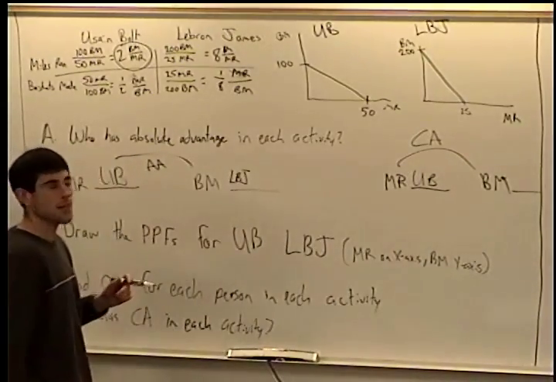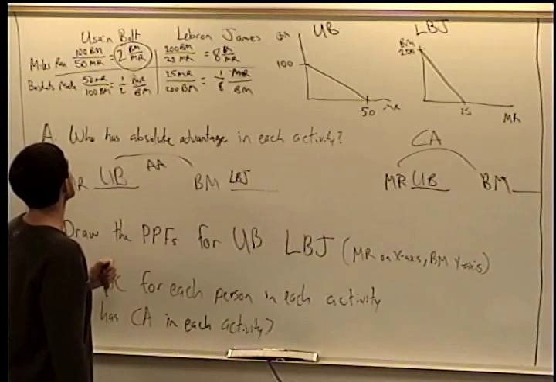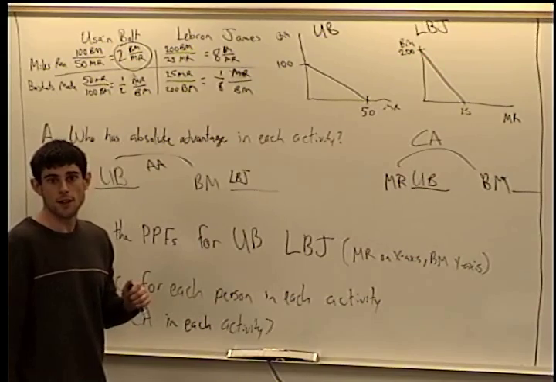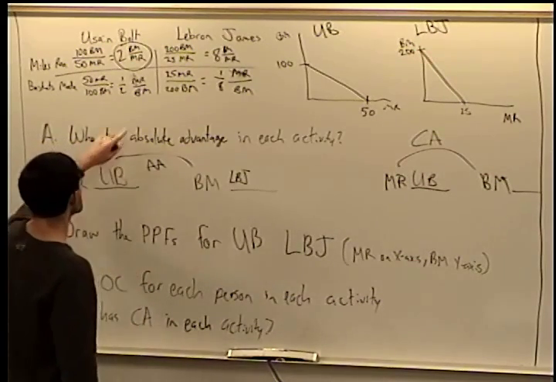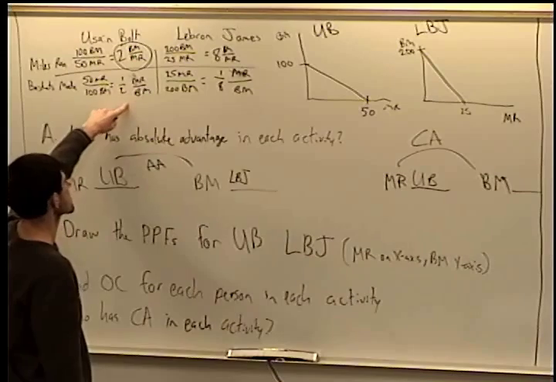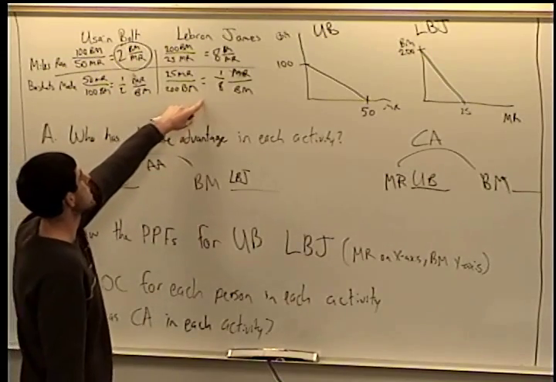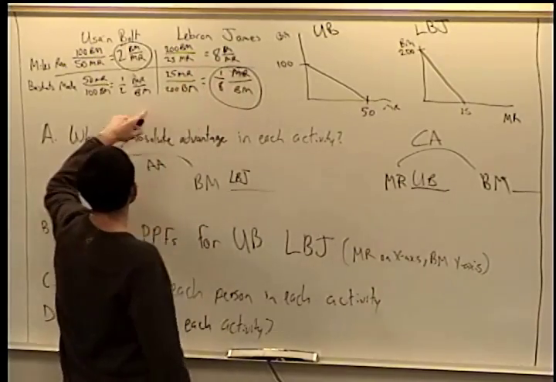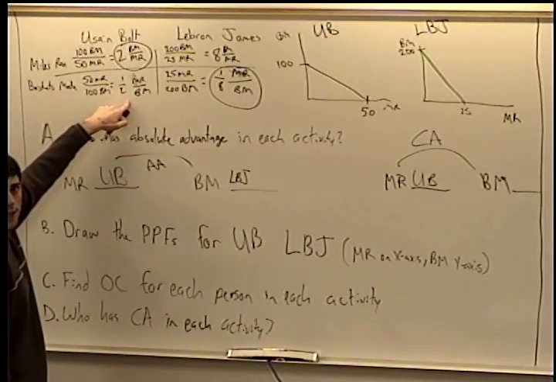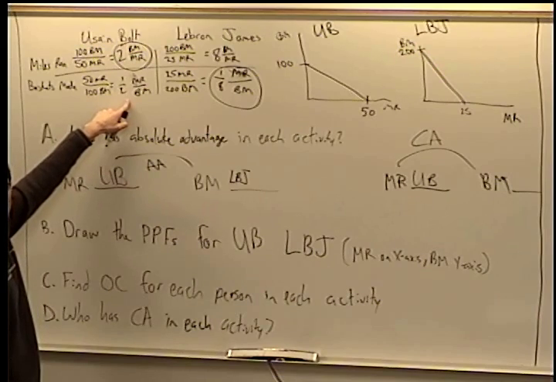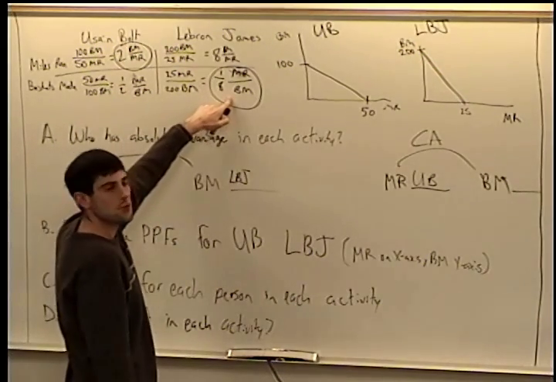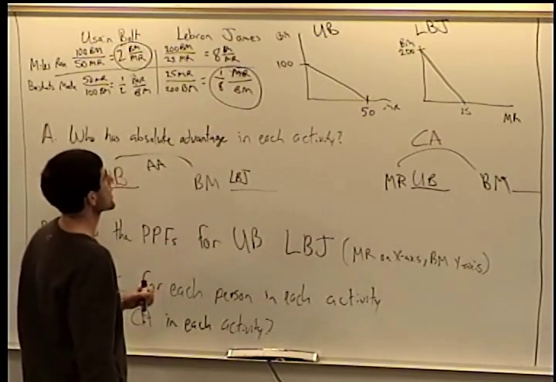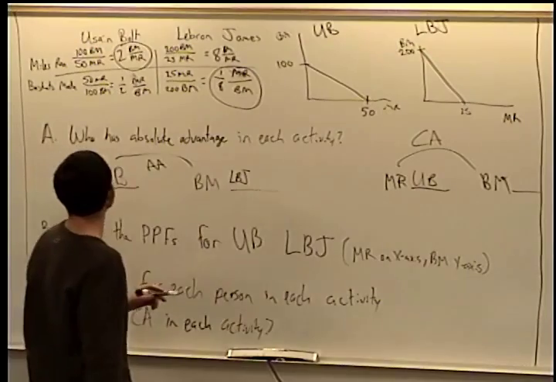And then vice versa, if Usain Bolt has the comparative advantage in running miles, the other person has to have the comparative advantage in the other activity. And sure enough, we see that 1/8 is less than 1/2. Or LeBron James has to forfeit relatively less miles run to make 1 basket. Usain Bolt has to forfeit 1/2 of a mile to make a basket. LeBron James only has to forfeit 1/8 of a mile to make a basket. So LeBron James has the comparative advantage in baskets.